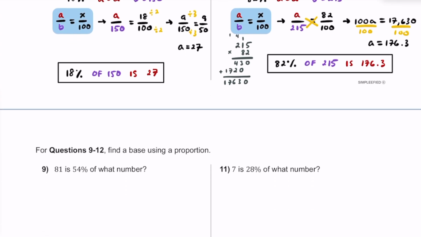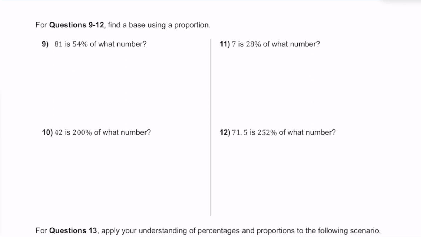All right, let's switch up a little bit and check out numbers 9 through 12. This time we're going to be finding the base instead in these proportions. So let's check out number 9 here, where we have 81 is 54% of what number? So identifying the different parts of this problem, we have 54% as our percentage. Our part here, just a little bit different from the last ones, we actually know the part is going to be 81 because it says 81 is, and this time we don't know the of, it says of what number, so we can say B is just equal to B.